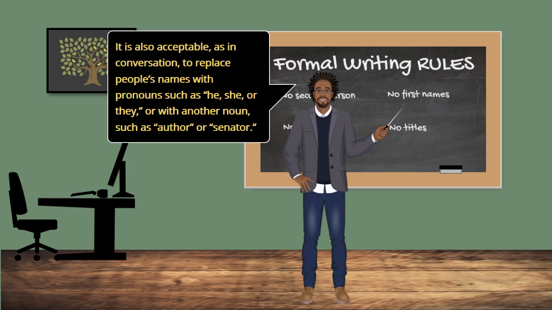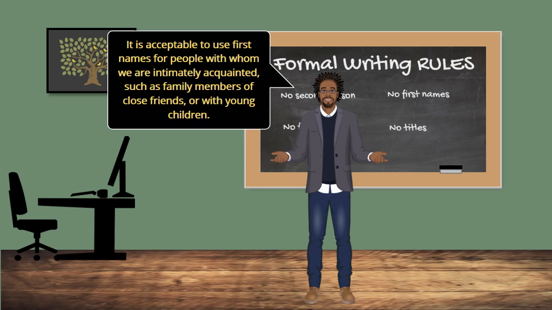It is also acceptable, as in conversation, to replace people's names with pronouns such as he, she, or they, or with another noun, such as author or senator. It is acceptable to use first names for people with whom we are intimately acquainted, such as family members or close friends, or with young children.